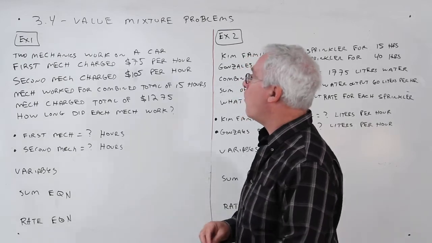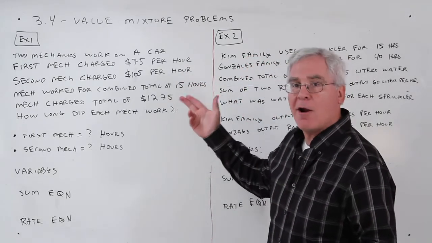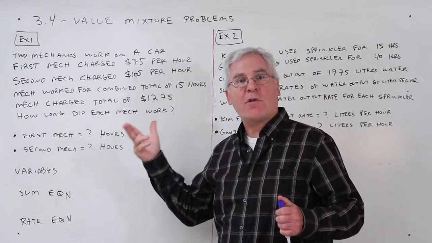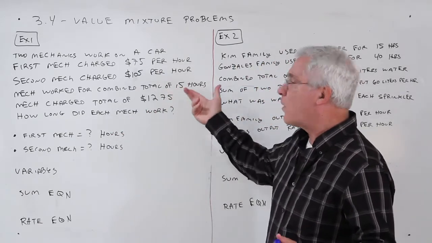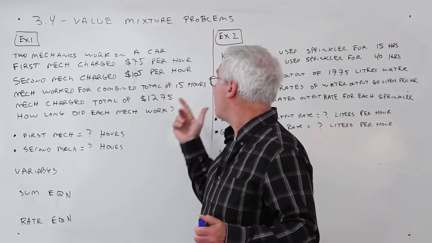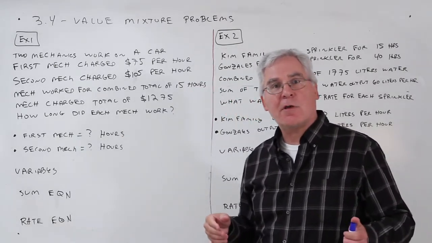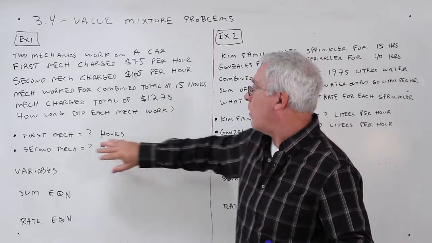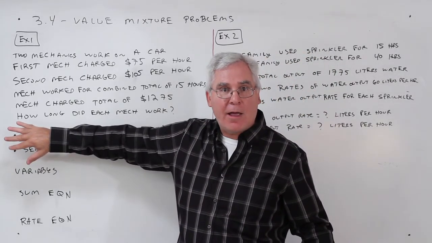All right, so example one. Two mechanics work in a car. The first mechanic charges $75 an hour. The second mechanic charges $105 an hour. They work for a combined total of 15 hours, and they charge a total of $1,275. How long did each mechanic work? So that's how the problem will appear on Alex.